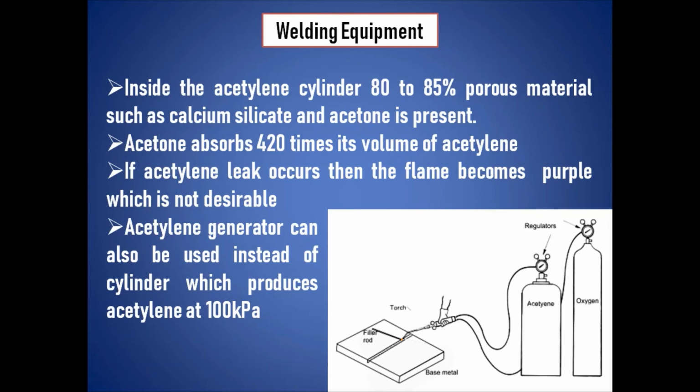Now in the fourth point, instead of an acetylene cylinder, we can also use an acetylene generator. That is, we directly generate acetylene and supply it to the flame. The acetylene is generated at a pressure of 100 kilopascal.